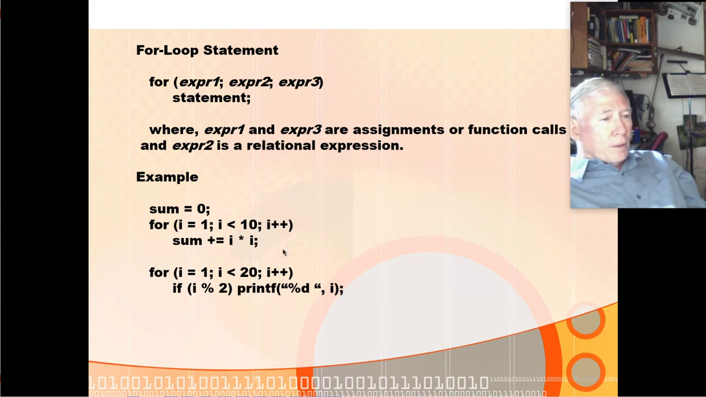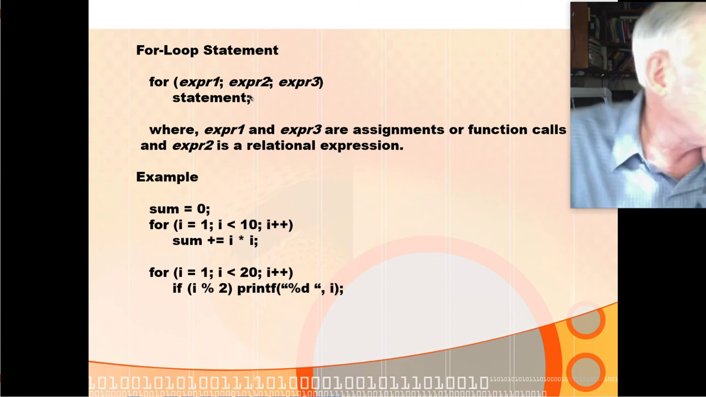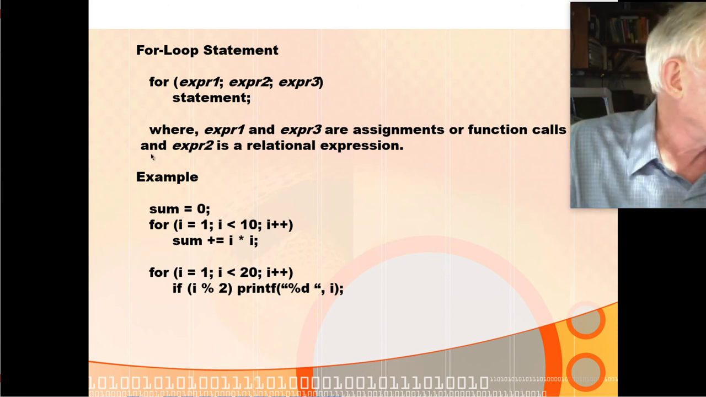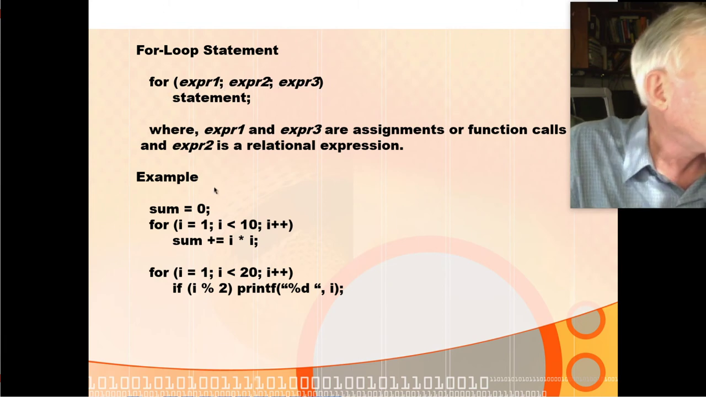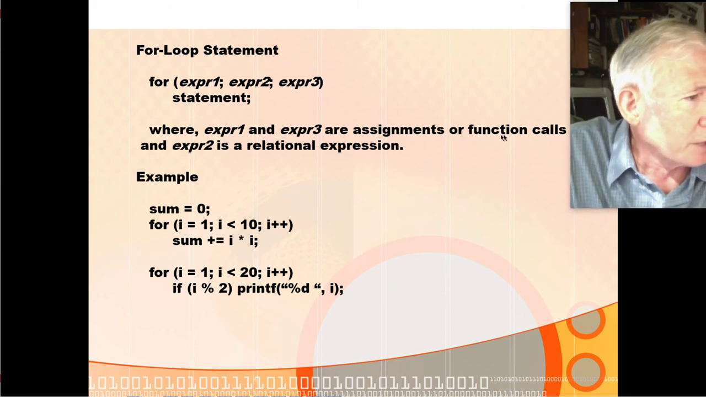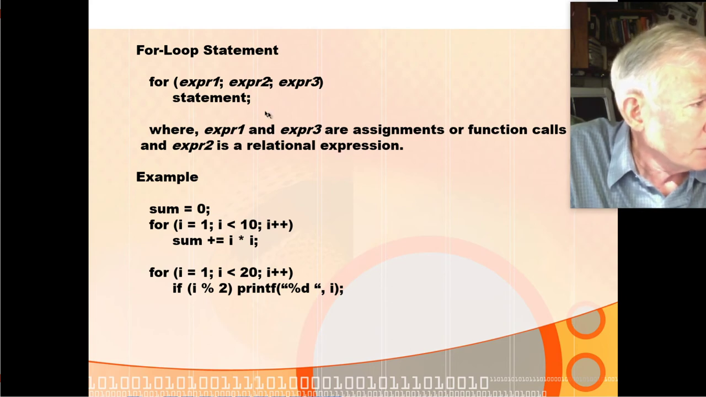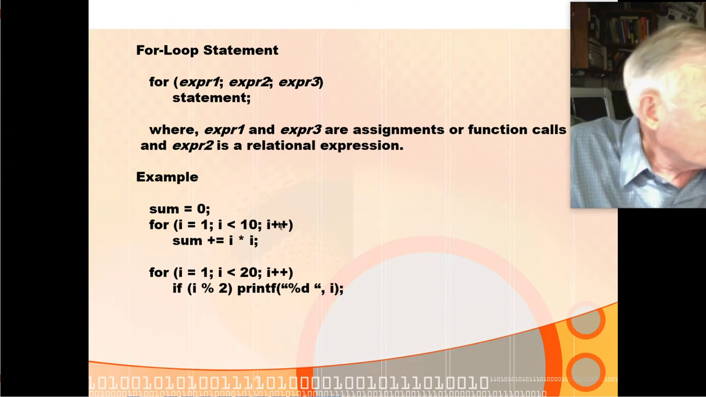For loops, you've definitely used these. And sometimes we'll do an infinite for loop. We'll just leave all these blank and put in the two semicolons in the parentheses. Expression 1 and expression 3 are assignments or function calls, whereas expression 2 is a relational expression. So these can actually be function calls.